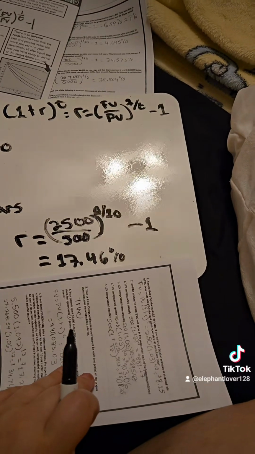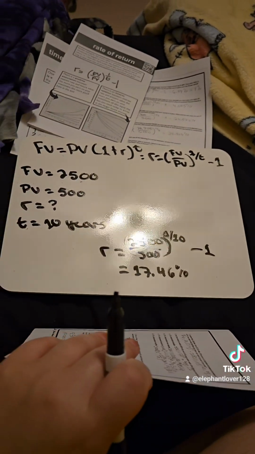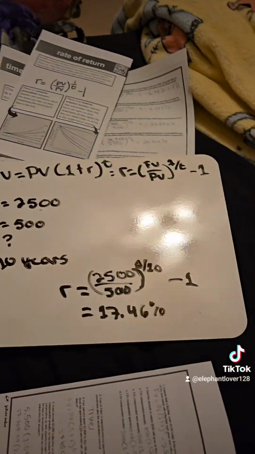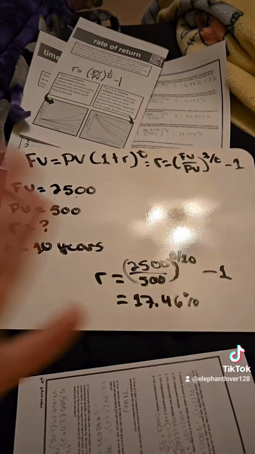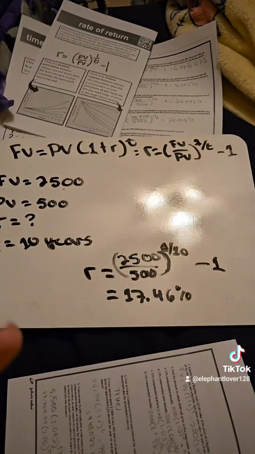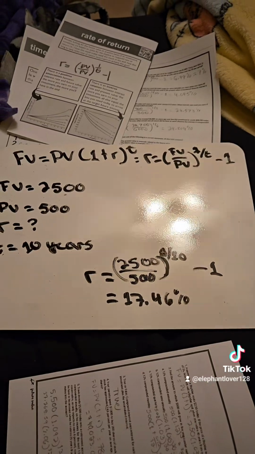17.46%. In order to get this interest rate, you have to know how to invest money. But again, these are just arbitrary numbers, and this is just how to solve the problem. So the final and last problem we're going to go through is time.